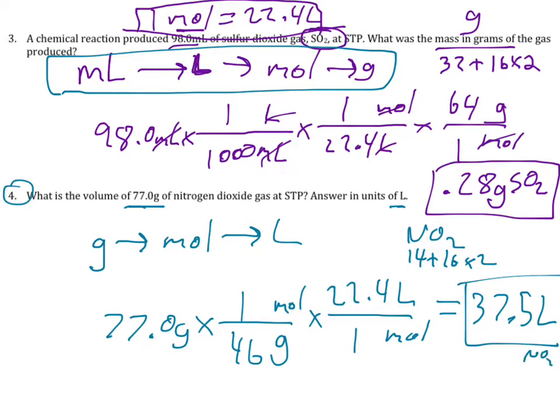Put NO2 there. All right, and these problems are really straightforward. It's just recognizing that you can go from moles to liters at standard temperature and pressure using 1 mole is 22.4 liters. And then if you're not given moles, you just need to convert it to moles. If you're not given liters, you just need to convert it to liters, and you just go from there.